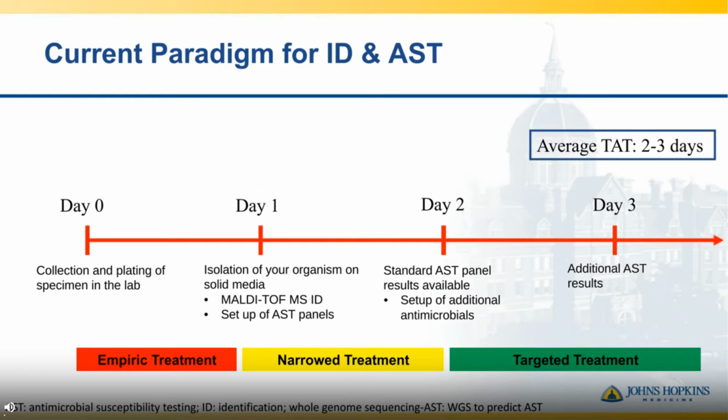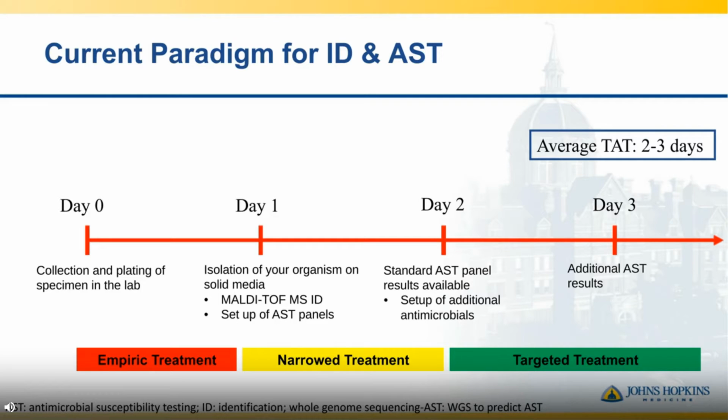So the standard method for clinical laboratories worldwide to detect antimicrobial resistance is through the standard identification and antimicrobial susceptibility testing methods. On average, these methods take between 2 to 3 days, where we collect a specimen in the lab, we'll plate it to appropriate media. From there, we will isolate the organism on the following day after overnight incubation.